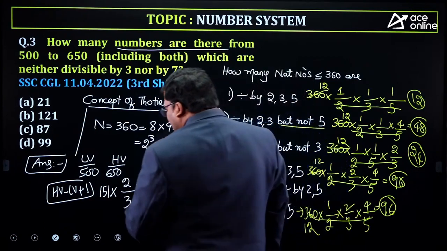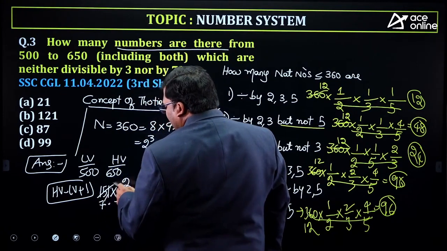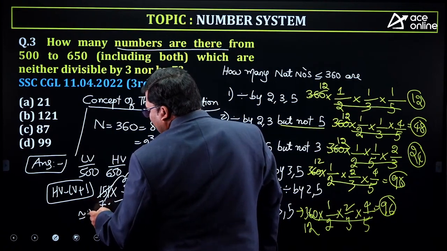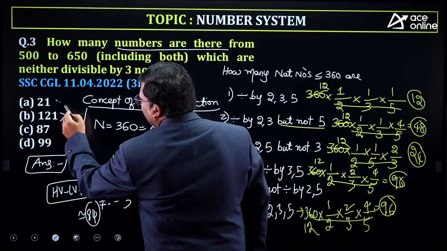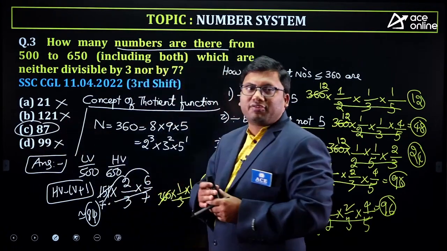6 by 7. 7 3s are 21, 7 point something. 7 2s are 14, 14 6s are 84. Answer is just greater than 84.